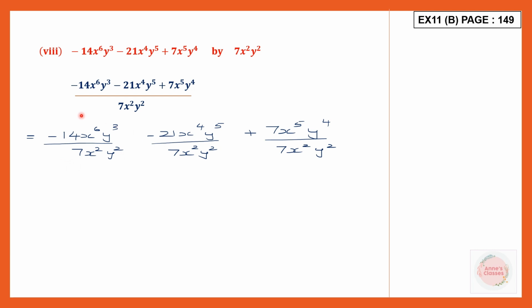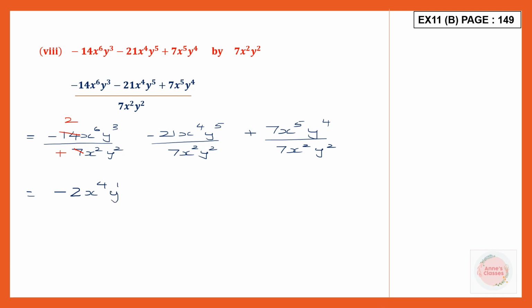Now let's look at the first division part here. So here the sign is minus. Here it's understood that it is plus. So when signs are different, the answer will be negative. Now look at the numbers 7 and 14. We can cancel 7. 7 2s are 14. So here we have 2. Now look at the literals. X to the power of 6 minus 2. So that makes it x to the power of 4. Then the next one is y to the power of 3 minus 2 is y to the power of 1.